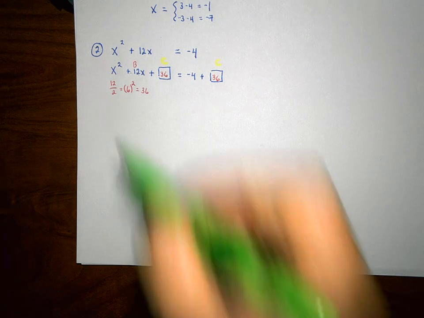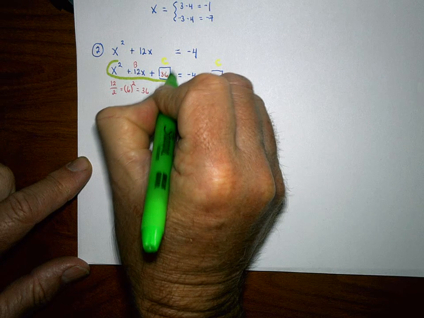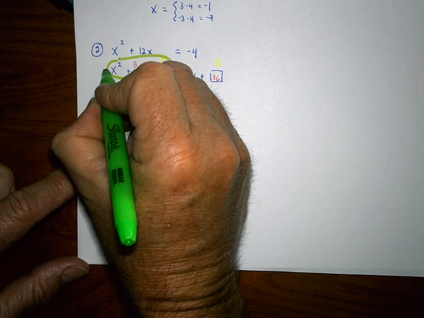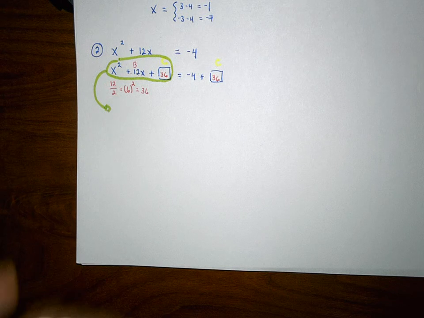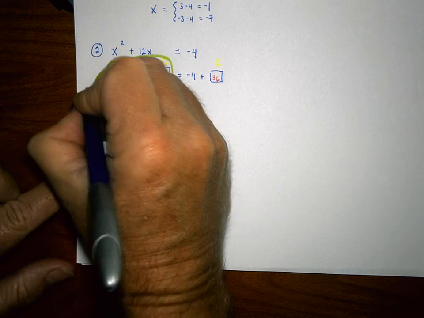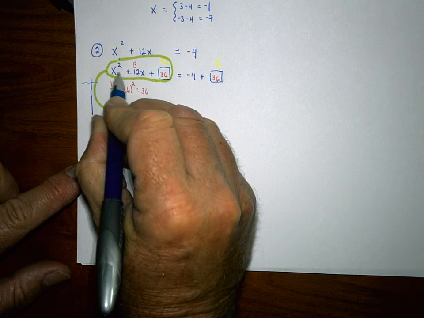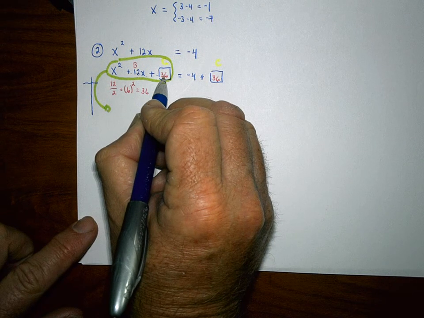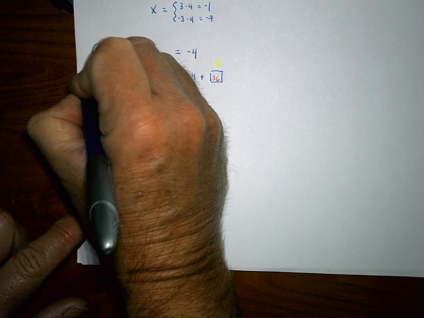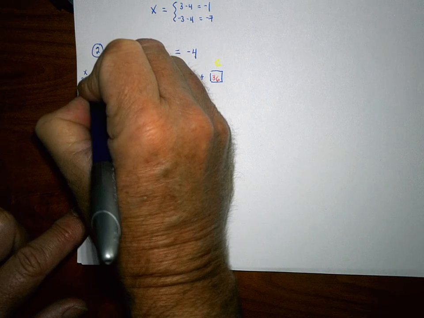Then my next step will be, I will take this trinomial, which is a perfect square trinomial, and I'm going to factor it. Okay, so how do I factor it? Well, I could use the t-chart, or remember, when we complete the square, these will always factor into the same number twice. So I have to find two numbers that multiply to make 36, but at the same time they have to add to make 12.